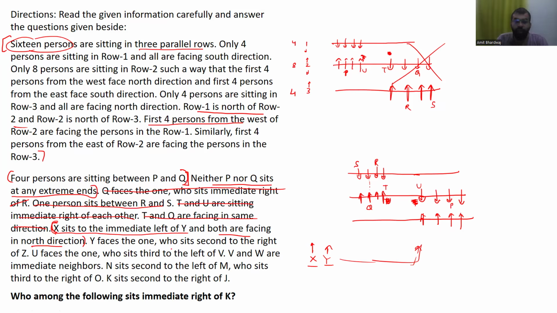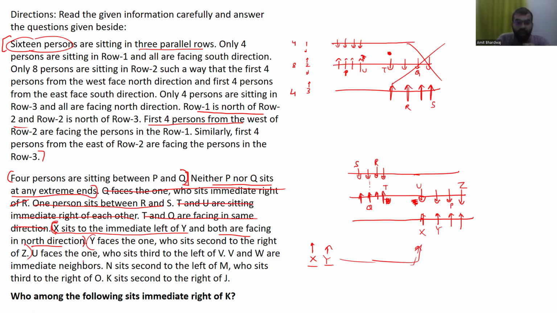Y faces the one who sits second to the right of Z. Second to the right, very important line. Y faces the one who sits second to the right of Z. Right. So second to the right of Z means this, right? Yes or no? And we know X and Y will come here. So definitely Y will be here, X will be here. Correct? Done.